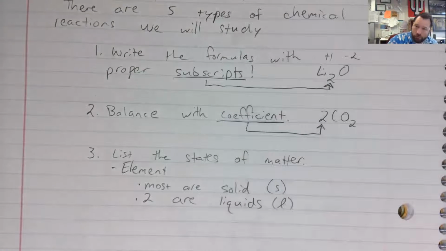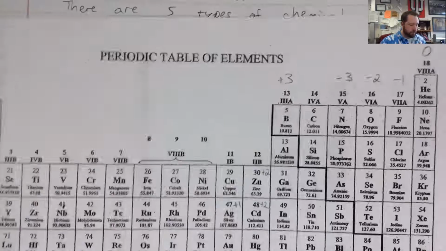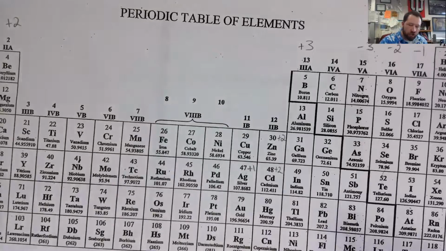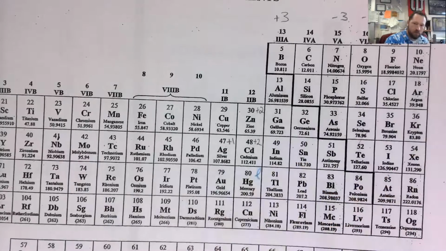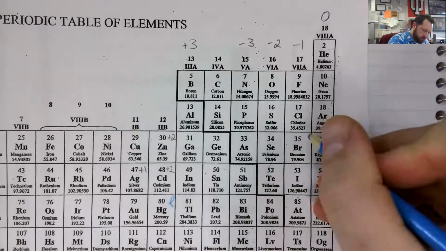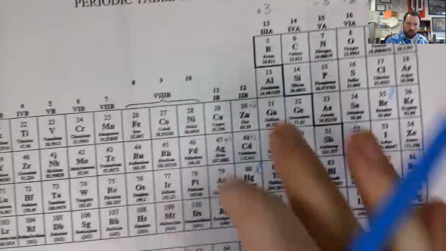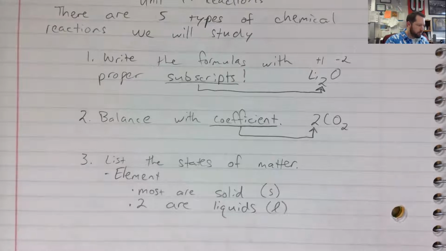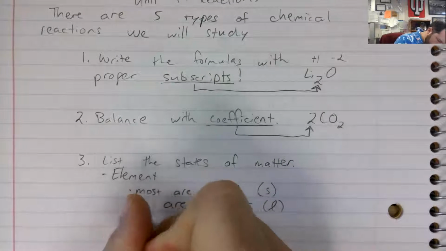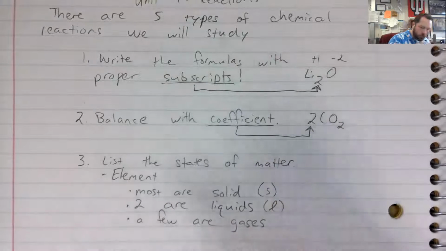There's only 2 naturally occurring elements as liquids on the periodic table. So get yours out and let's mark these down. The 2 naturally occurring liquids are mercury, a little cursive L there, and bromine, also a liquid, as an element. So those are the only two liquids. Again, most of these guys are solids. And then a handful are gases.